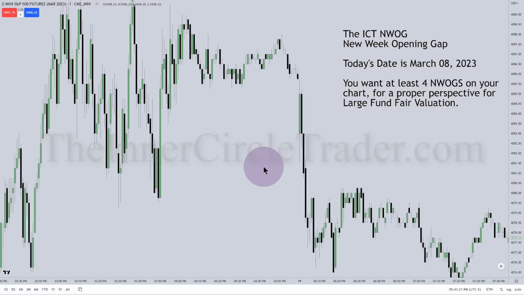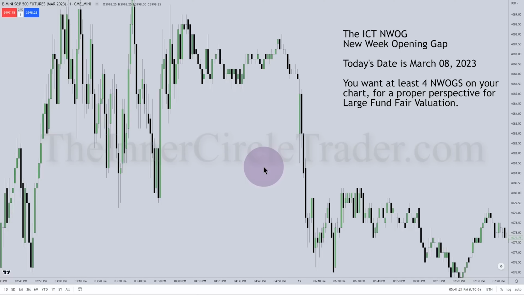Now, the ICT new week opening gap is a tool that I utilize to give me large fund fair value, meaning that the markets will generally gyrate on a little bit higher time frame, pulling back to old new week opening gap. It's kind of like when an inefficiency is filled in and repriced to. The algorithms refer to old inefficiencies and old liquidity voids.